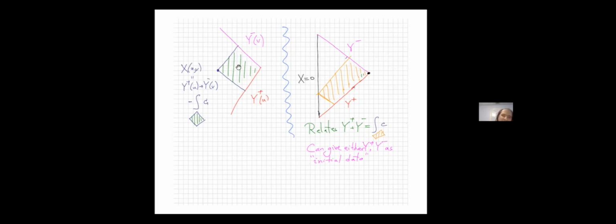And now I'll add the possibility of a source. So if I have some source C, I'm going to write that X is Y plus Y minus the integral of this source over the obvious square associated with this picture. All right, so this is maybe the first thing that you would try to do if you just wanted to sort of present the initial data in a nice way.